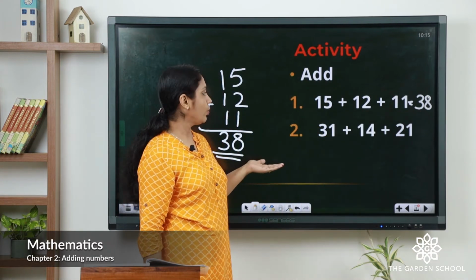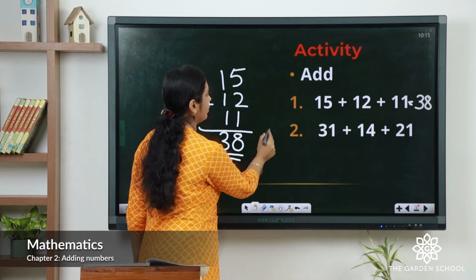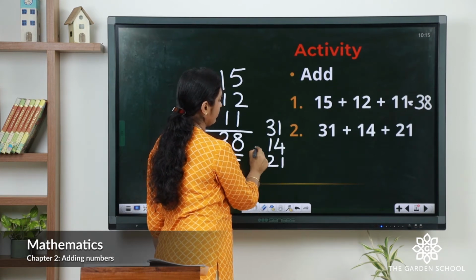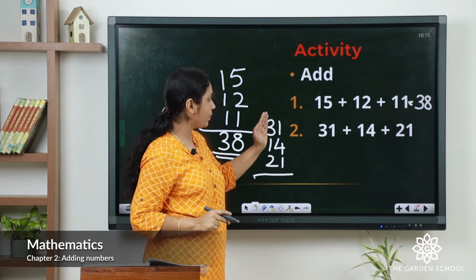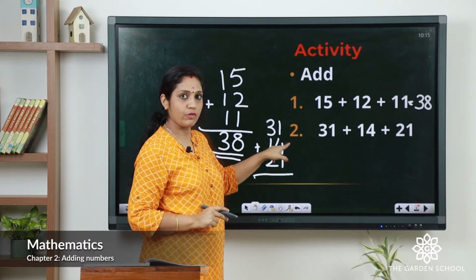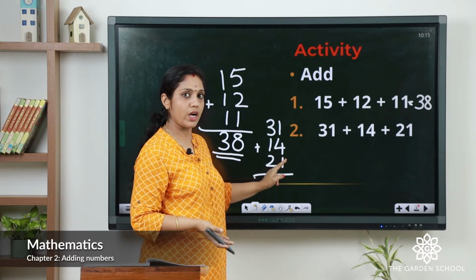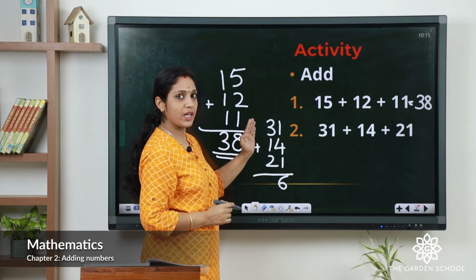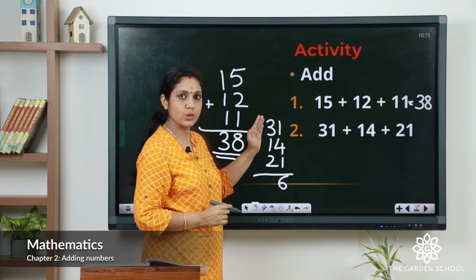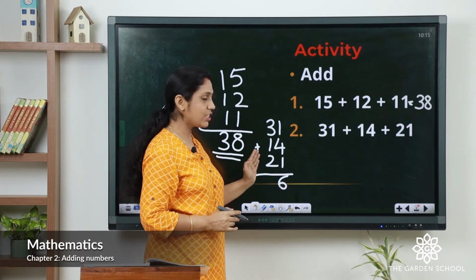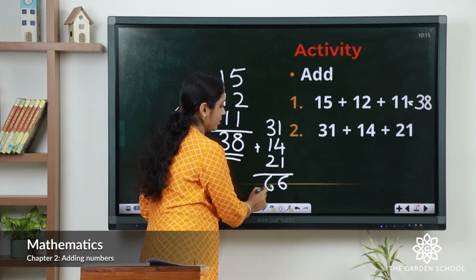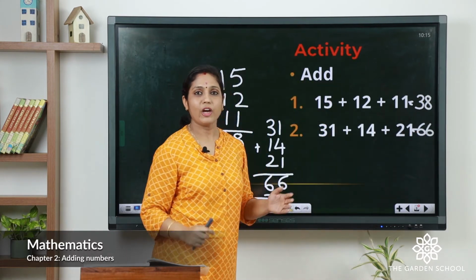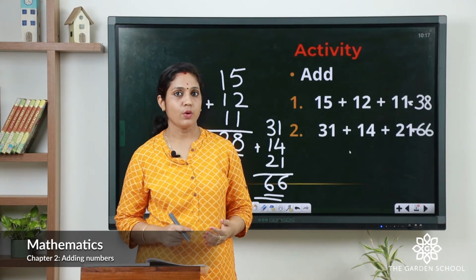Second question 31 plus 14 plus 21. So, we will add 1 plus 4 plus 1. 1 plus 4 is 5 and 5 plus 1 is 6. So, write it down here. Then the tens place 3 plus 1 plus 2. 3 plus 1 is 4 and 4 plus 2 is 6. So, this is the answer. Hope you have done it correctly. Now, let us move on to the next thing.